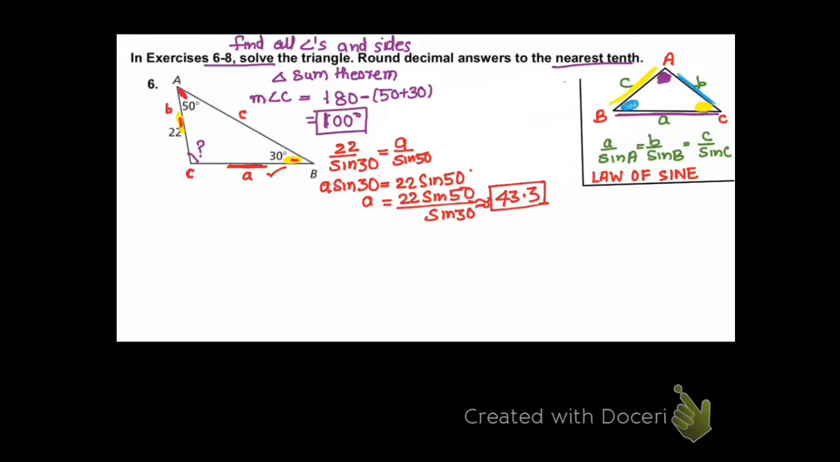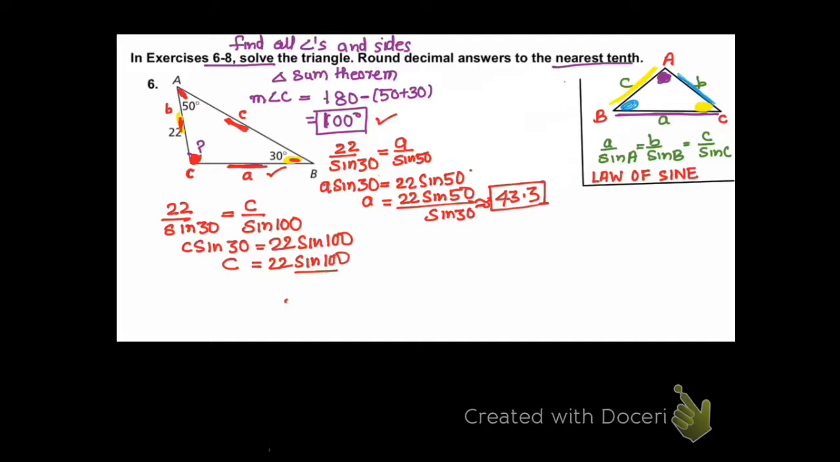In order to find C, we can use the law of sine again. I just need two angles and the side, so I could use the same logic. I can do 22 over sine 30, this angle, then I can pick C over this angle. C over sine, and C we already found out, that's 100 from here. Again cross multiply: C sine 30 is 22 sine 100. So C is 22 sine 100 over sine 30.